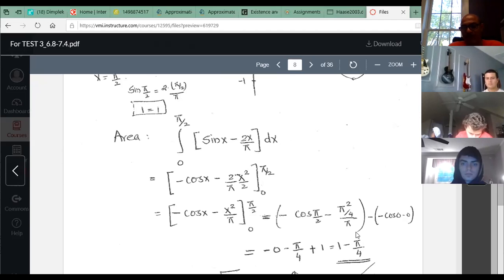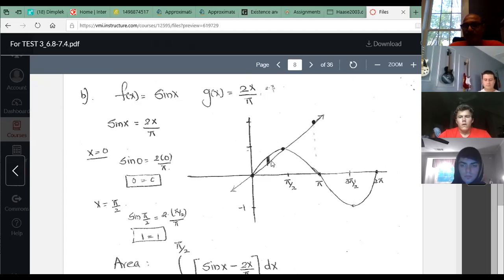Somebody says that I want some fixed number, that's fine. Just replace your pi by 3.14 or 22 by 7, and you will be getting some number, maybe a rational or irrational number, but ultimately a real number. So that will be the area enclosed by these two curves.